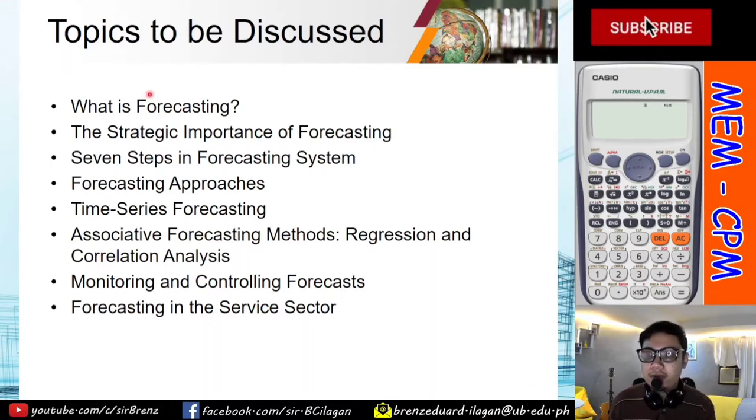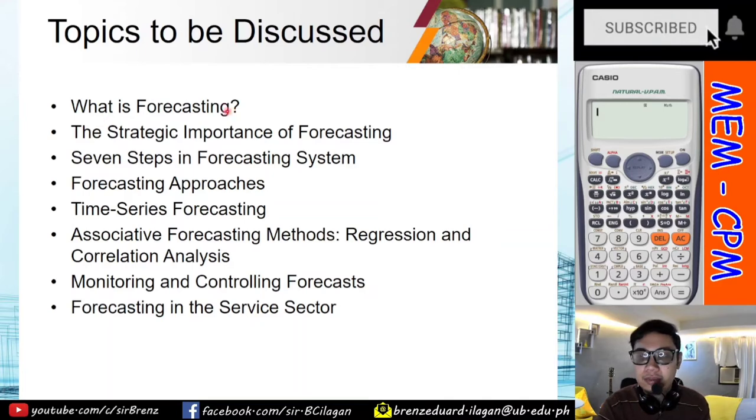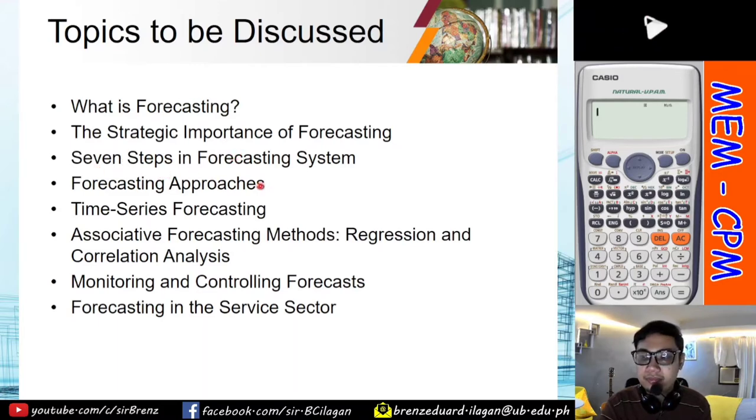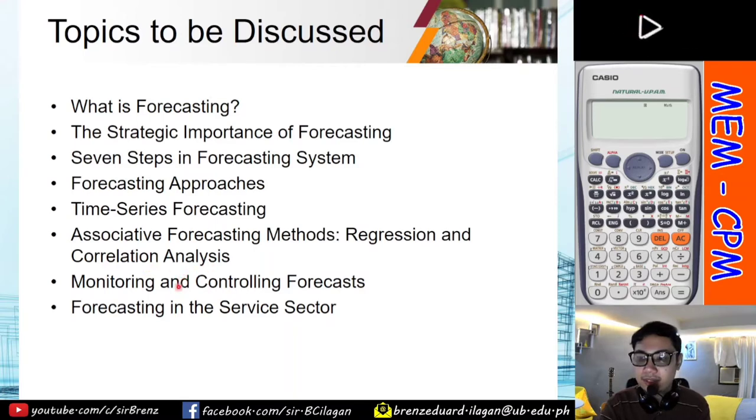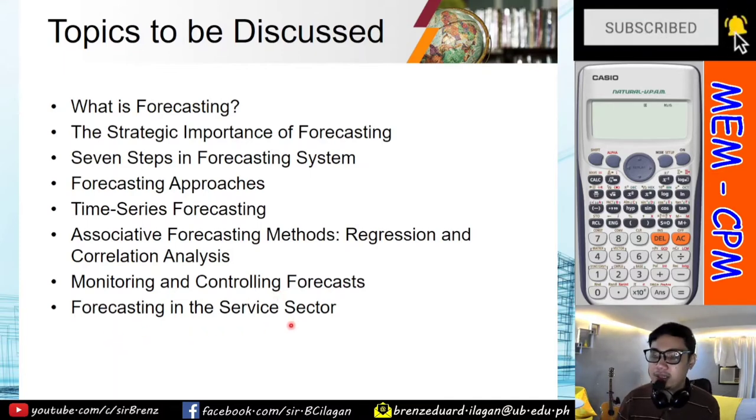First, we will define what forecasting is. Next, the strategic importance of forecasting, followed by the 7 steps in a forecasting system. The fourth will be the forecasting approaches, then time series forecasting, and associative forecasting methods. So we have regression and correlation analysis, followed by monitoring and controlling forecasts, and last, forecasting in the service sector.